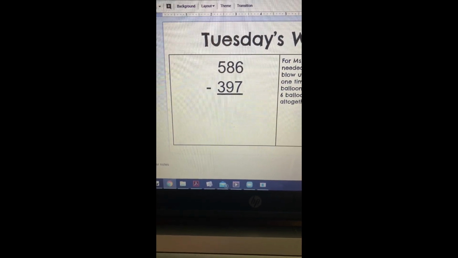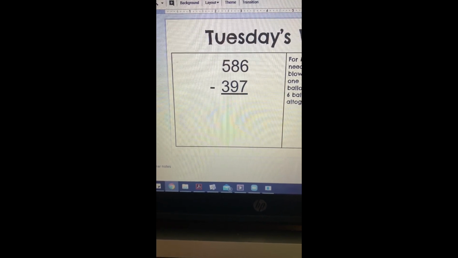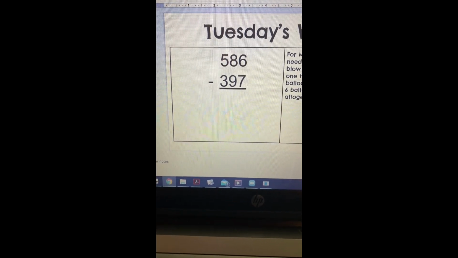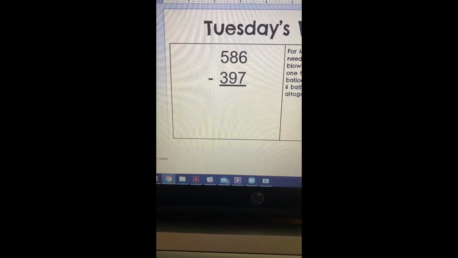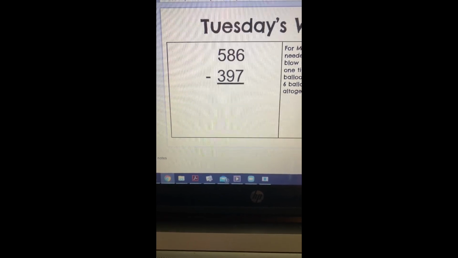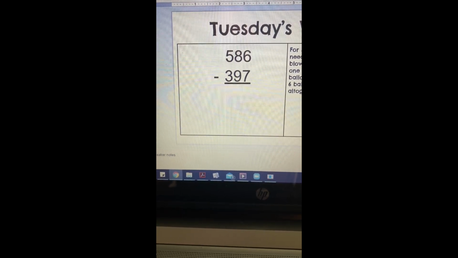All right, your first problem is to solve this using the standard algorithm. It's already set up for you: 586 minus 397. You have about a minute and a half to solve this problem. 586 minus 397.